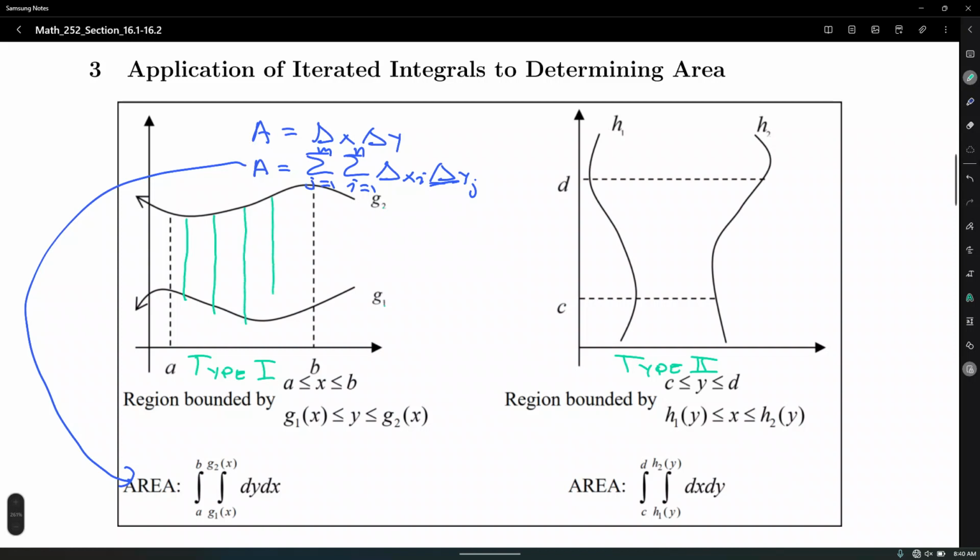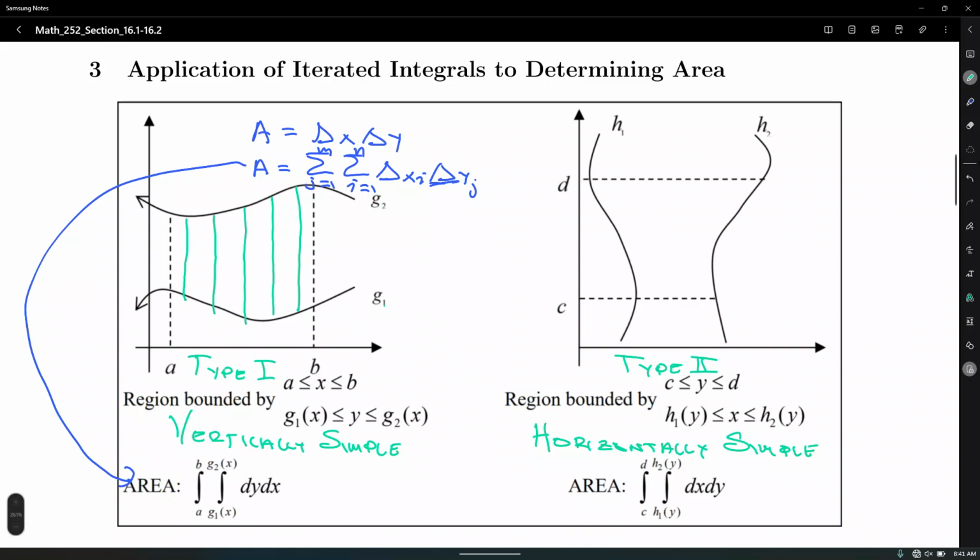Is this always true? It is. So that means this is vertically simple. But what about the other setting? Type 2 regions are used to describe horizontally simple regions. Horizontally simple.